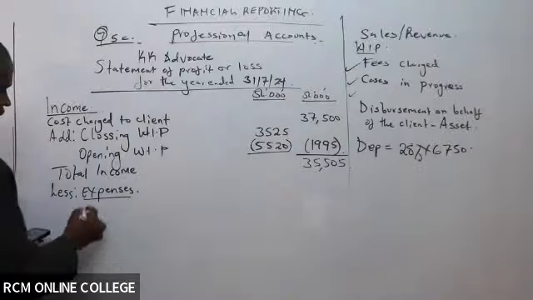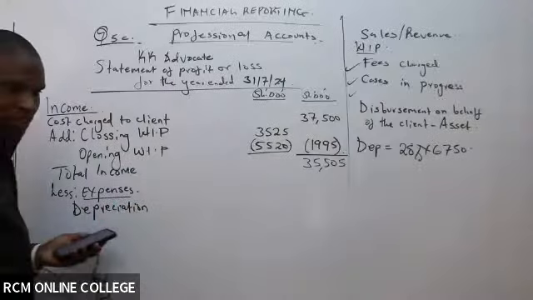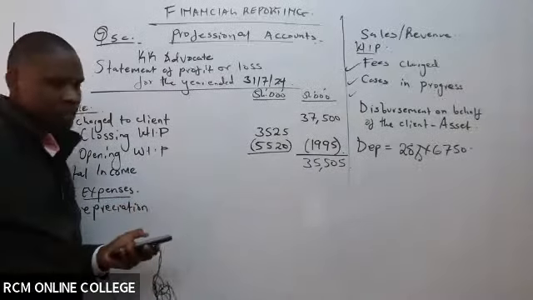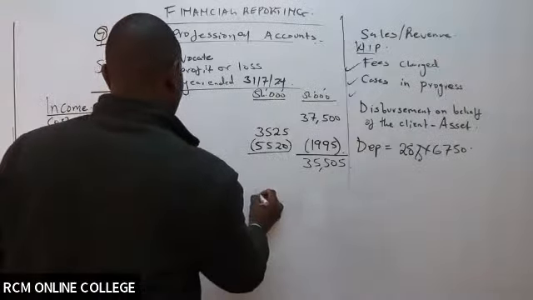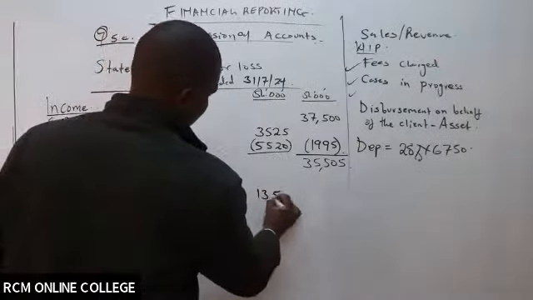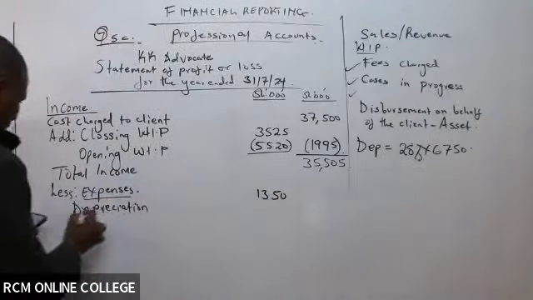So what is the depreciation? 20% of 6750 is 1350. You can just put that here. Then we move on to insurance expense.